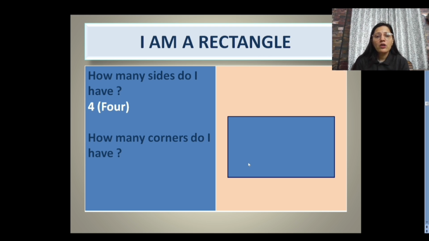Now analyze the corners of the rectangle. So 1, 2, 3 and 4. There are 4 corners in a rectangle. Okay, and the very important point in any rectangle is that the opposite sides of a rectangle are equal. As you can see in this image, the opposite sides of the rectangle are equal.